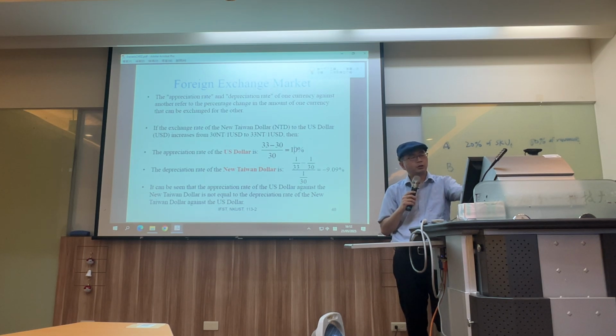So in this calculation, you know two things. Direction: does the US dollar appreciate or depreciate? And the second thing is how big: in terms of percentage change, what is the appreciation for the US dollar? Okay.